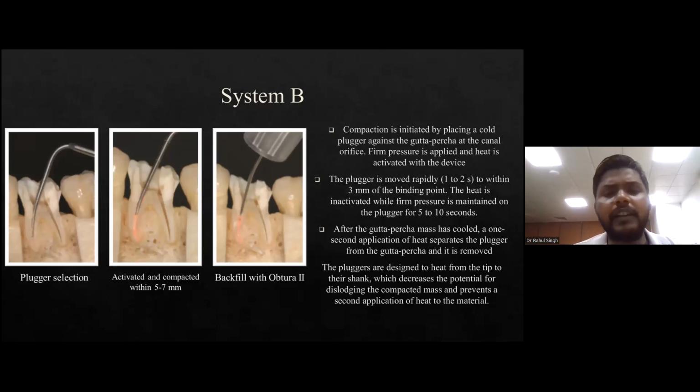Then the backfilling. In the previous technique, that is warm vertical compaction, we were putting 3 to 4 mm pellets on the down pack unit. What we can do is, the System B unit comes with a backfill also. We can do backfill with Obtura or any other backfill unit that you have. Once you've down packed it, then you can backfill on that down packed apical GP.